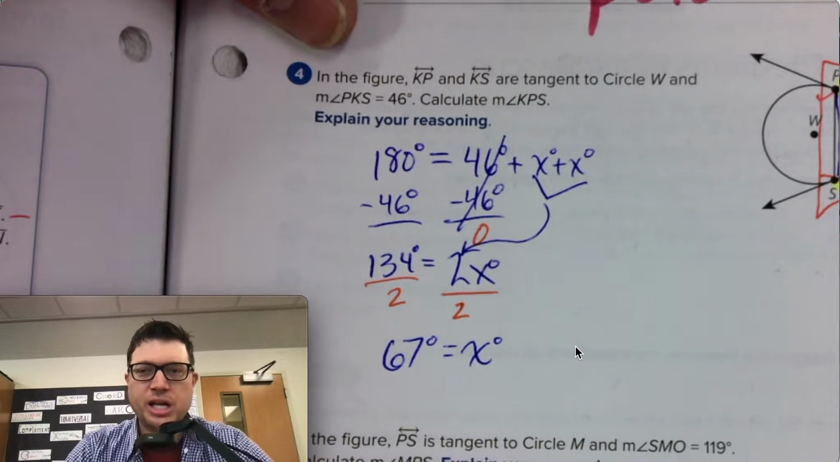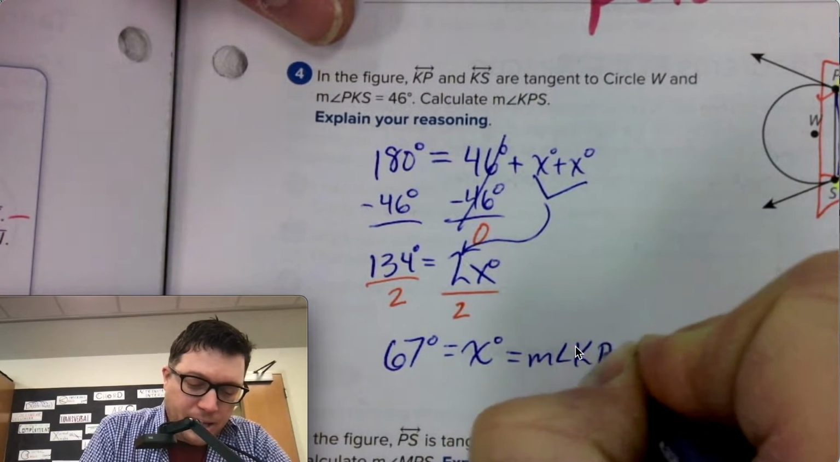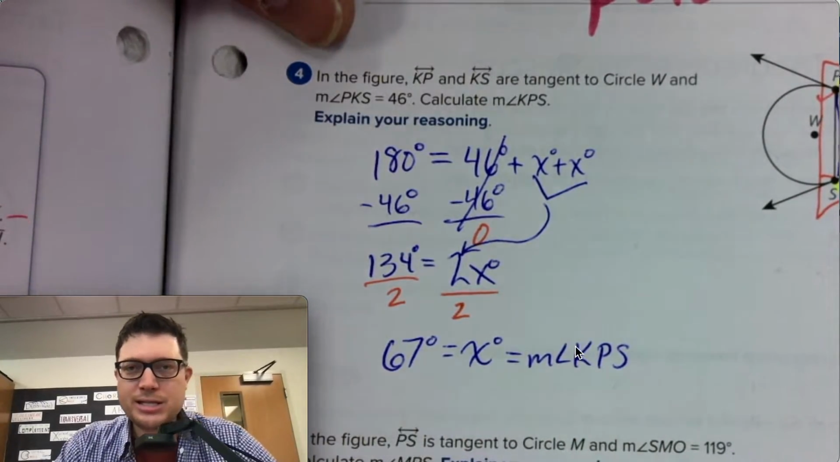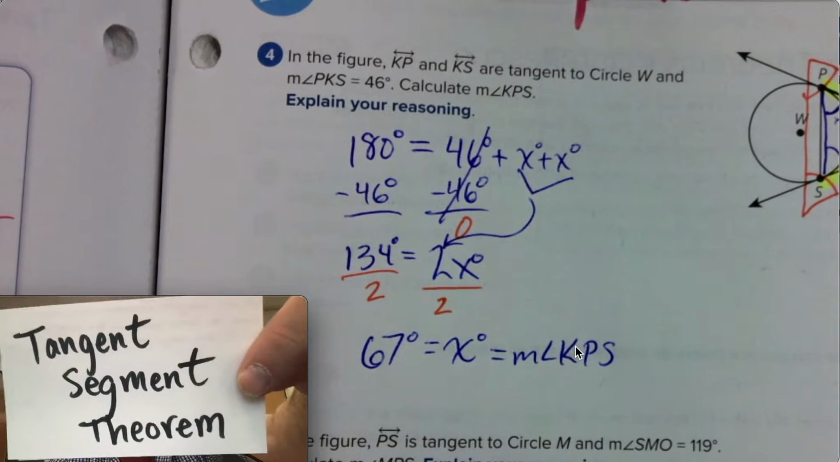Doubling the 7 makes 14. So there you have it. The measure of angle KPS is 67 degrees. Why? Because of tangent segment theorem.